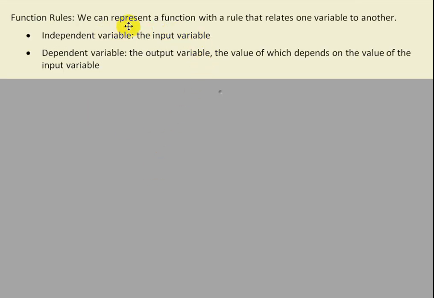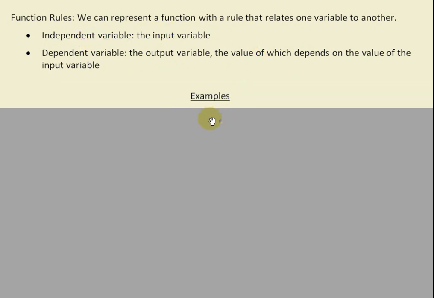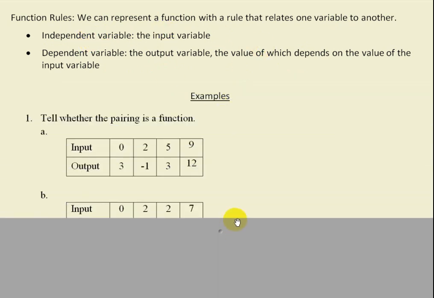And we have a couple of rules here. So we want to relate an input to an output, and we're going to call the input variable the independent variable. So that's very often what we can choose, and then the dependent variable, in other words the output, depends on what our input is. So we want to keep straight, independent and dependent.